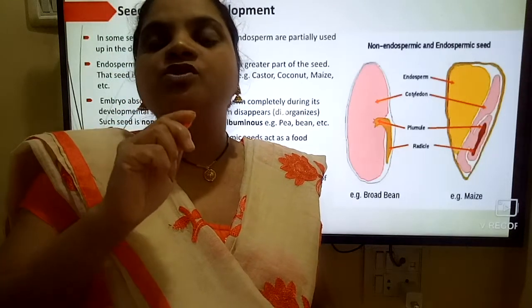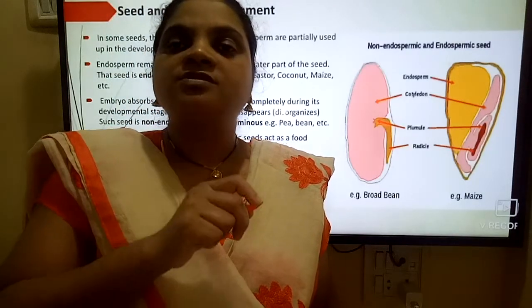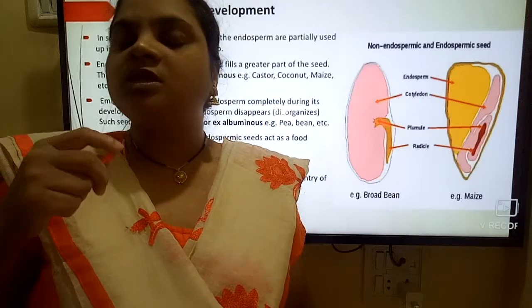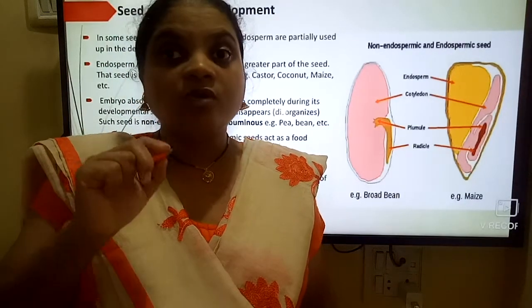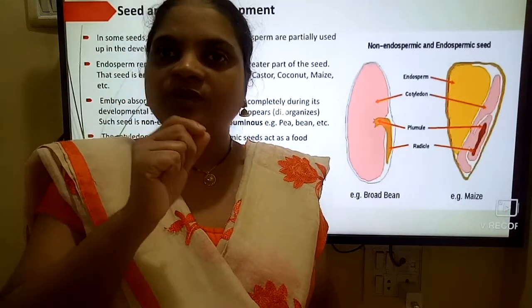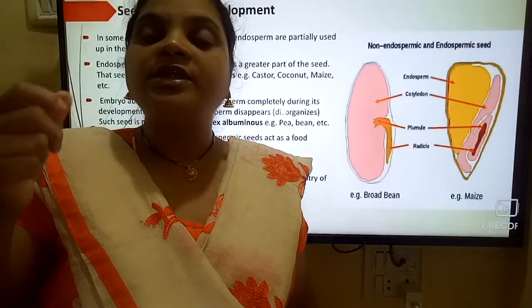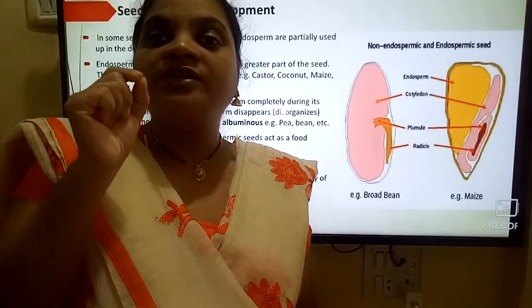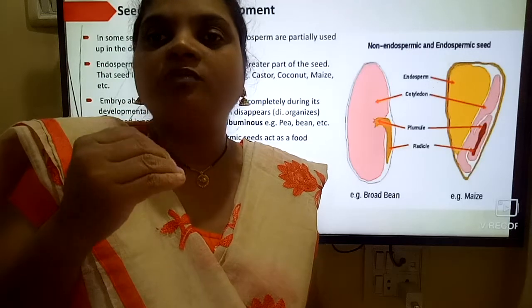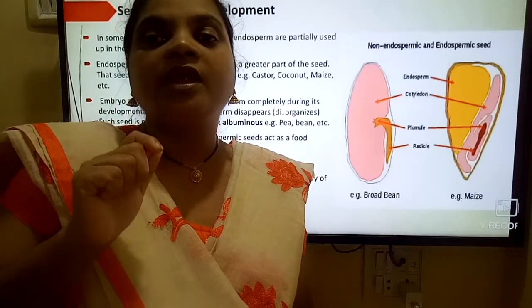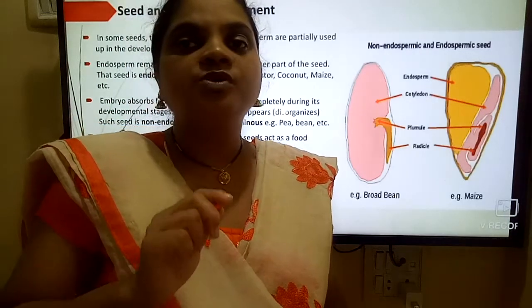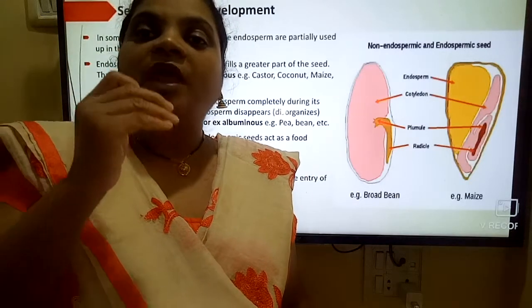What are endospermic seeds? Castor, coconut and maize are examples of this. In the coconut, the small white node is the embryo, and the large white fleshy area, which is edible, is called the endosperm. So that is what we observe. Here is the endosperm.